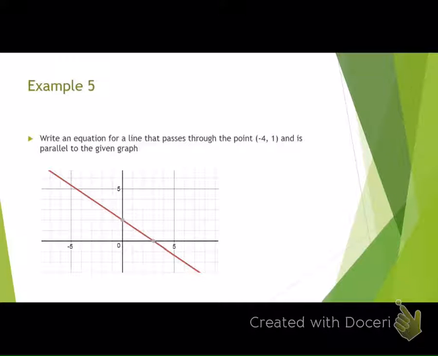So this is counting by 1, 2, 3, 4, 5, right? So this is at 0, 2. And this is at 3, 0. So Josh, can you tell me what the slope of that is? Negative 2. Perfect. You're going down 2, right 3, which means the slope of this line is negative 2/3, which means the parallel slope is negative 2/3, and the point they gave us is negative 4, 1.